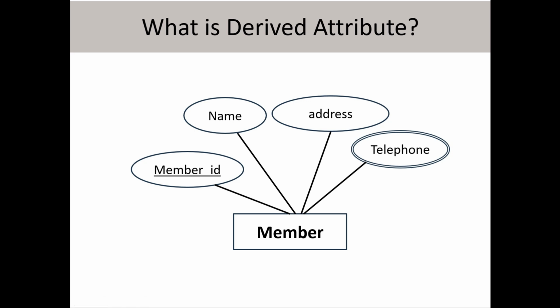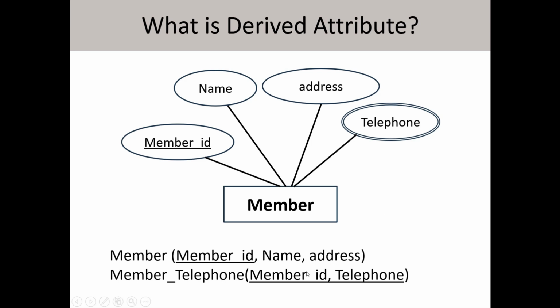Now let's see how to map multivalued attributes in ER diagrams. Here only telephone has multiple values. Other attributes are simple attributes. So we should create a schema for member entity and include all key attributes and simple non-key attributes for that.